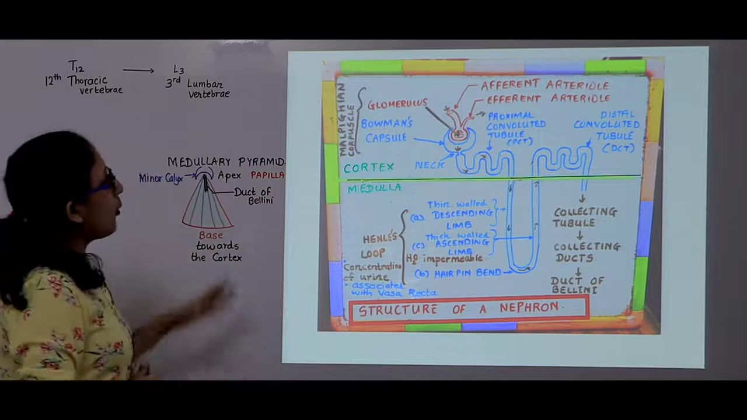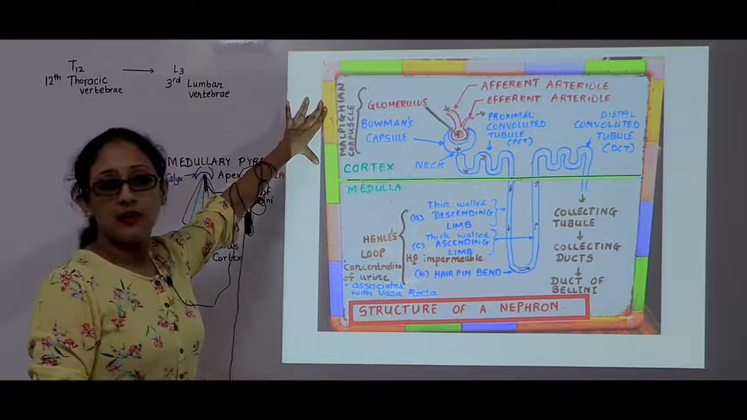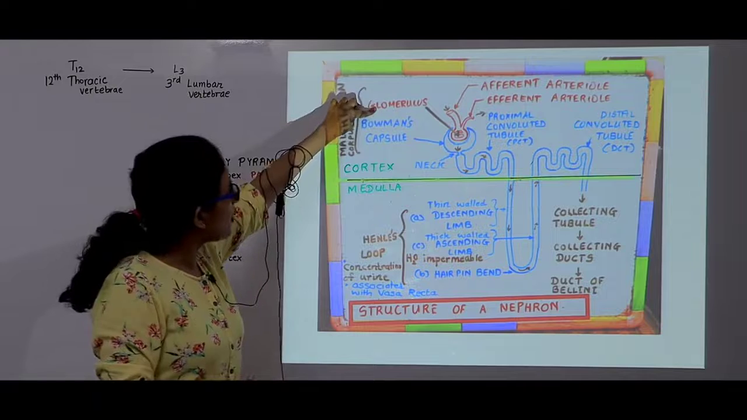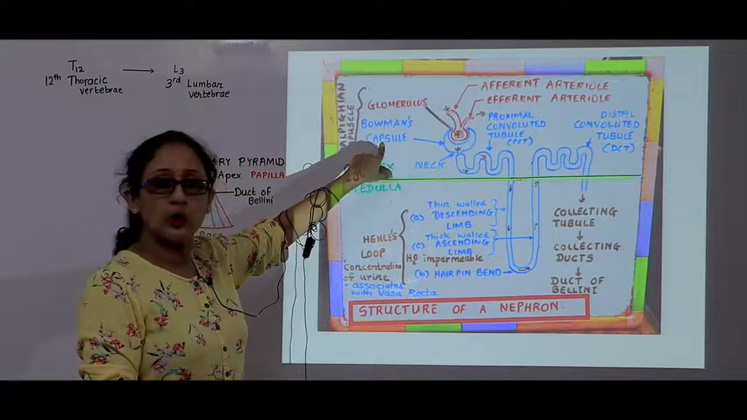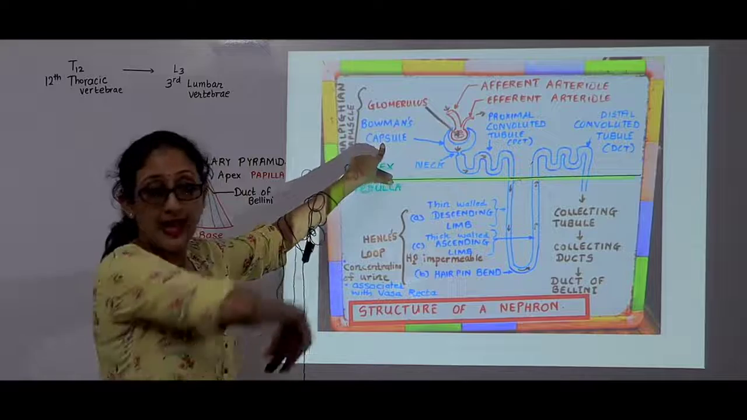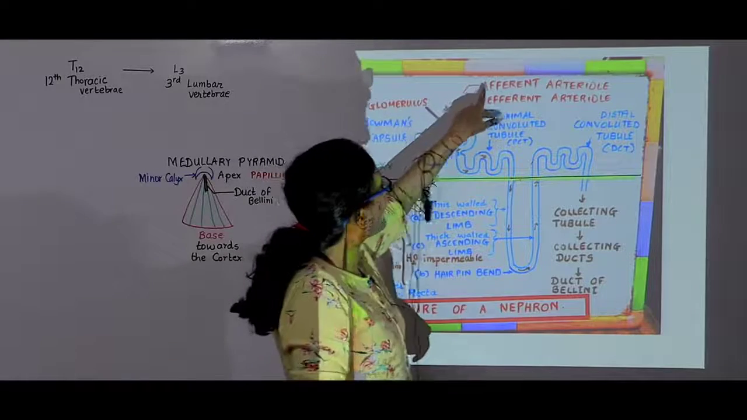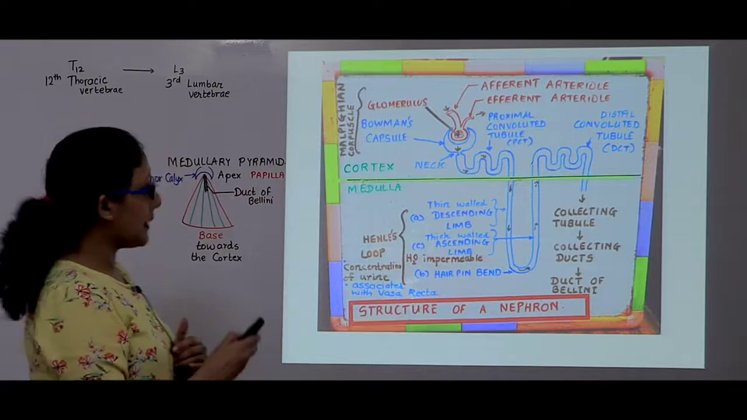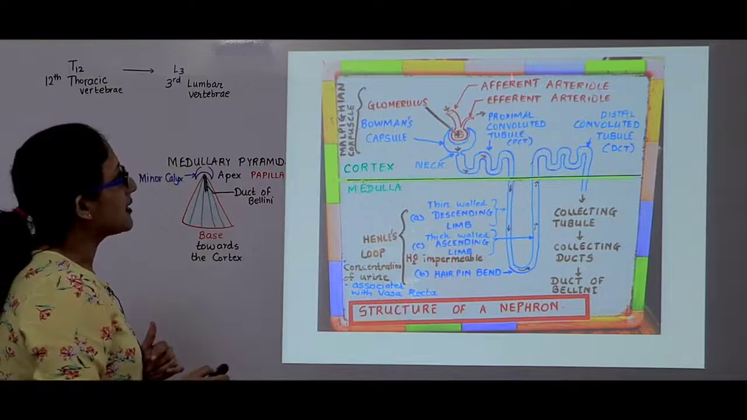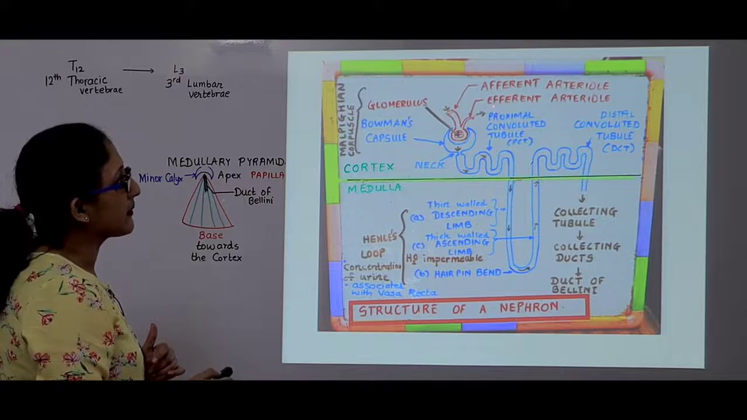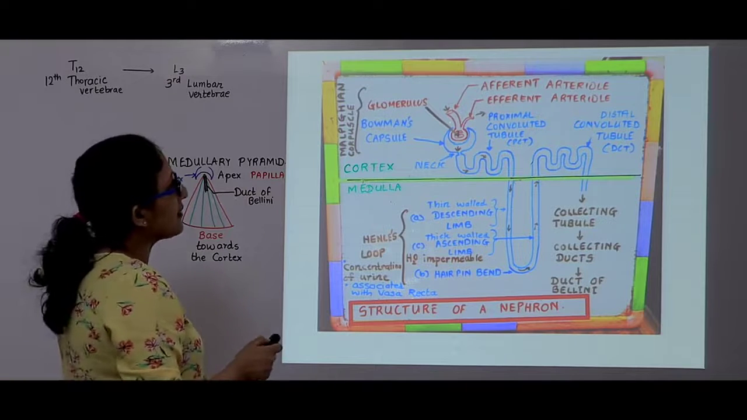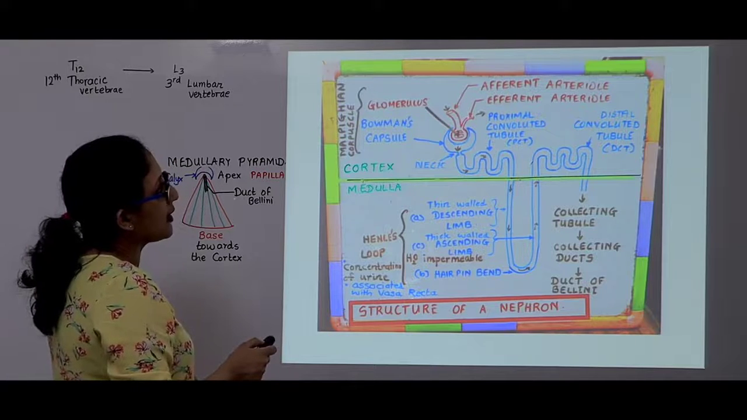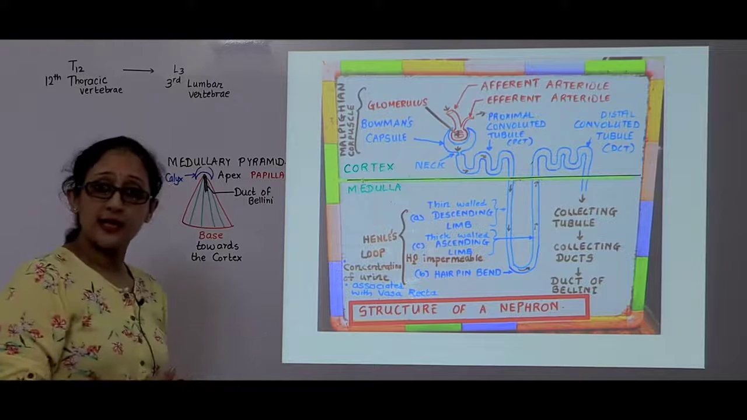So, let us see the first. What is the Malpighian corpuscle? The Malpighian corpuscle consists of two parts, glomerulus and Bowman's capsule. The glomerulus has a larger diameter blood vessel called the afferent arteriole and a smaller diameter blood vessel called the efferent arteriole. So once again you have the afferent arteriole which is larger, and you have the smaller diameter efferent arteriole.